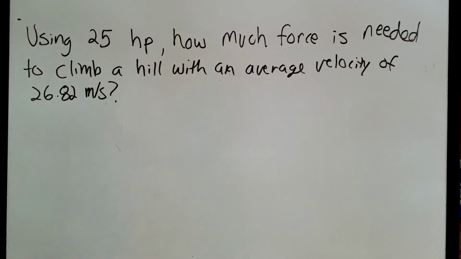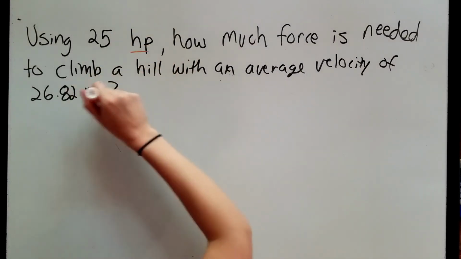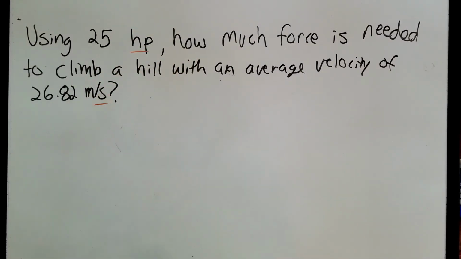So the last power problem we're going to try is using 25 horsepower. How much force is needed to climb a hill with an average velocity of 26.8 meters per second? So, convert if necessary. We have horsepower, meters per second. Okay, so meters per second, do we want that? Indeed we do. But horsepower.